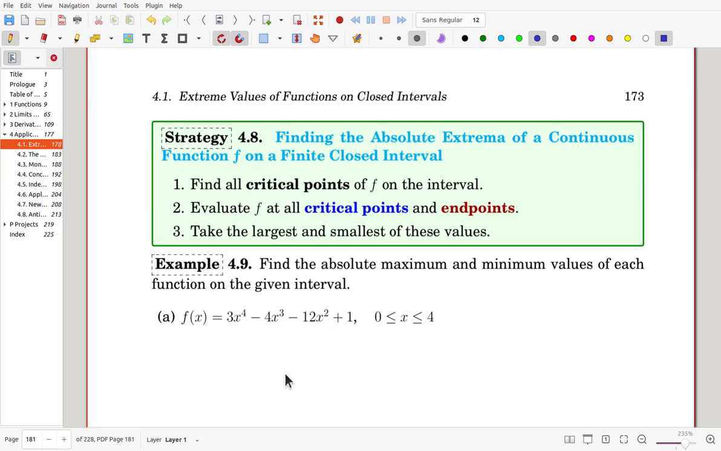Now, here we summarize the strategy for finding the absolute extrema of a continuous function defined on a closed interval. Find all critical points in the beginning. You can find the critical points through the derivative. The derivative is 0, or if it is not differentiable, then it is a critical point. Then evaluate f at all critical points and endpoints. Among these values, the largest one will be the absolute maximum, and the smallest one will be the absolute minimum.